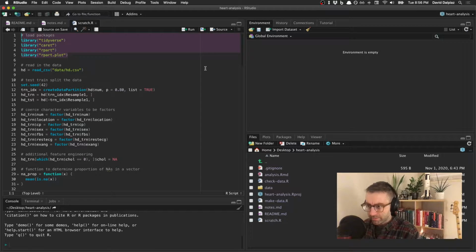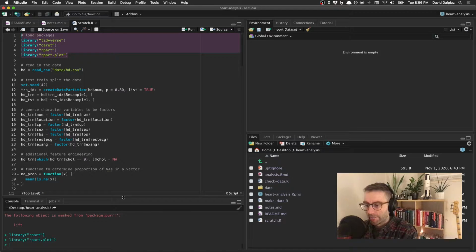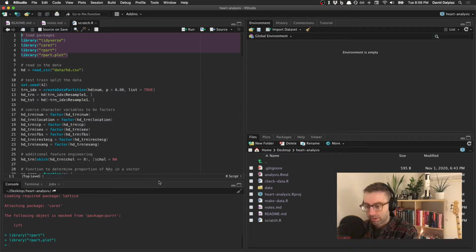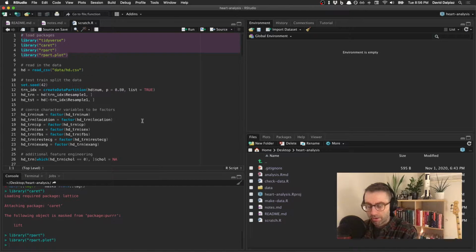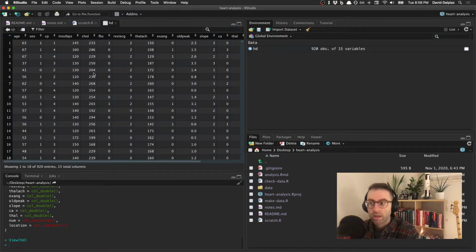So this code was loading some packages. What do we load? Caret, tidyverse, rpart, and rpart.plot. Okay, cool. I think previously we had fit a very simple tree model to this data. All right, so here we go, reading in the data. Let's have a look at this.